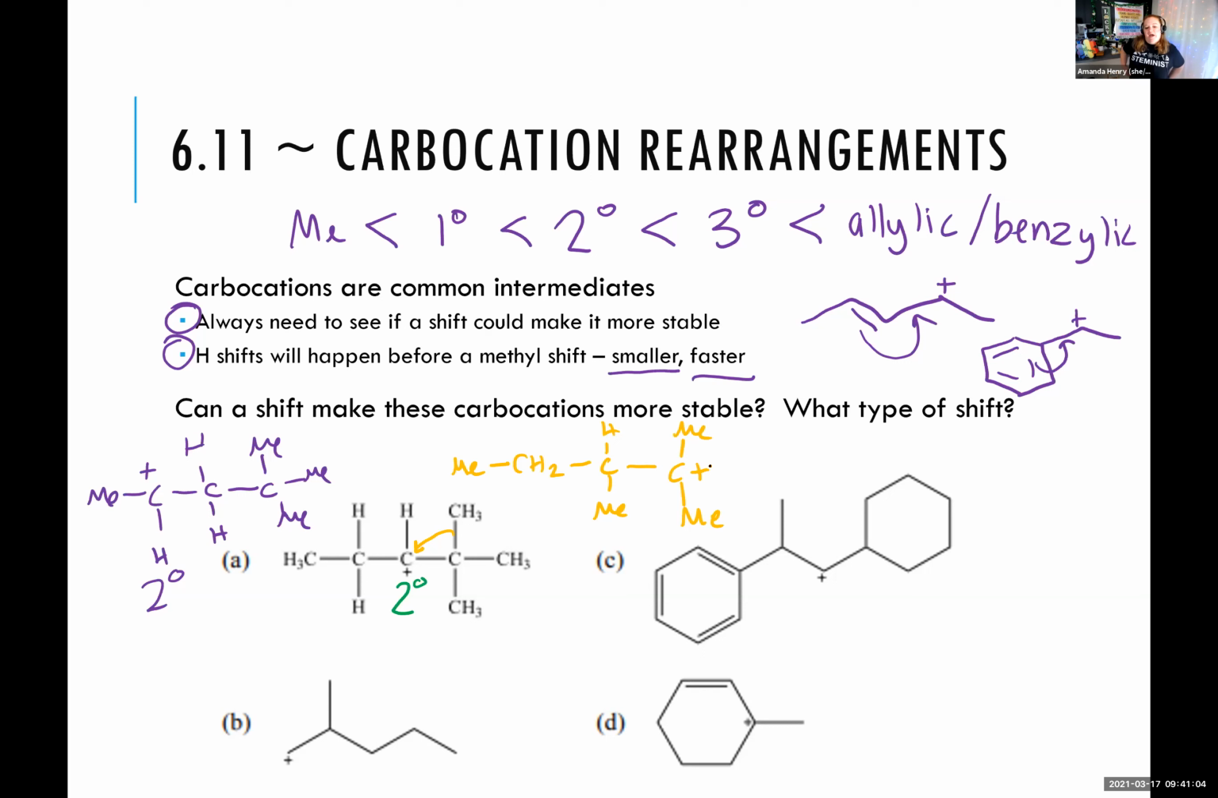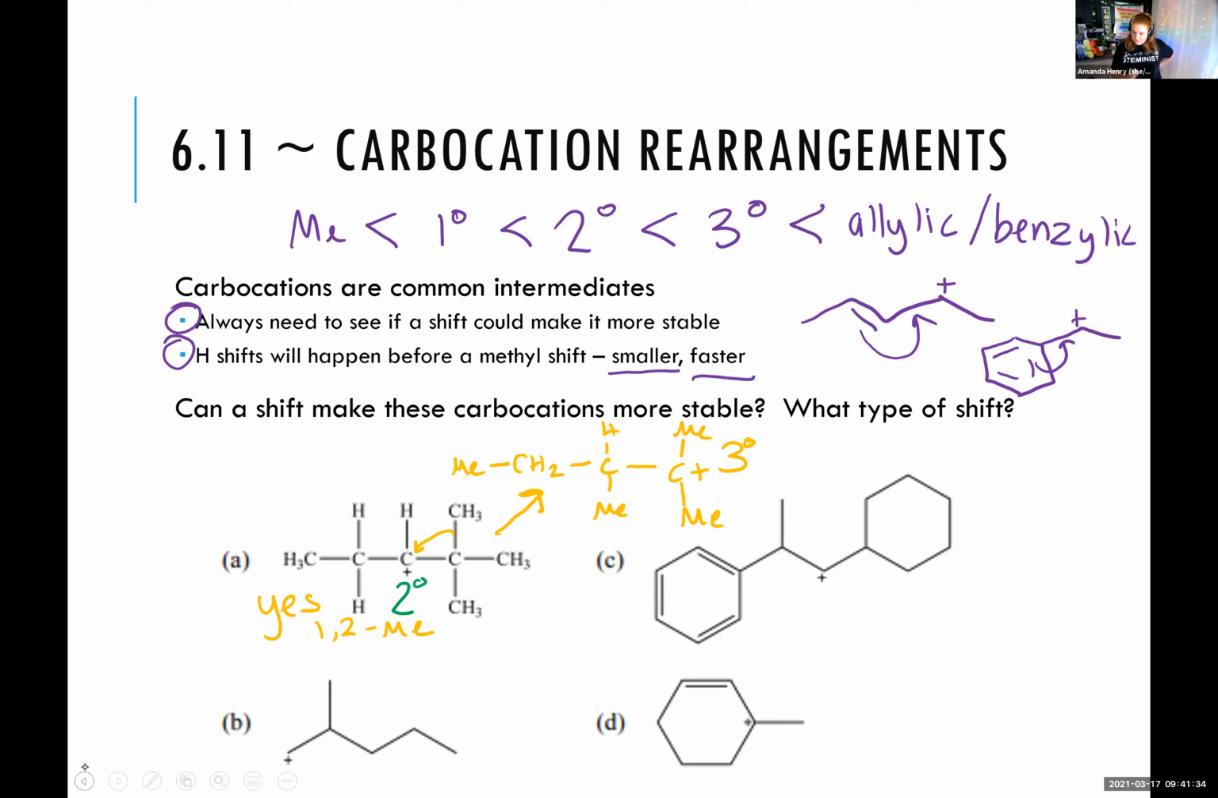So what type of carbocation do we have now? Tertiary. So this tells me that yes, this is going to go through a carbocation rearrangement, specifically a 1,2 methyl shift. So I'm going to erase the purple because that's not happening. I don't want it to be on there and confuse us. Questions on the first one?